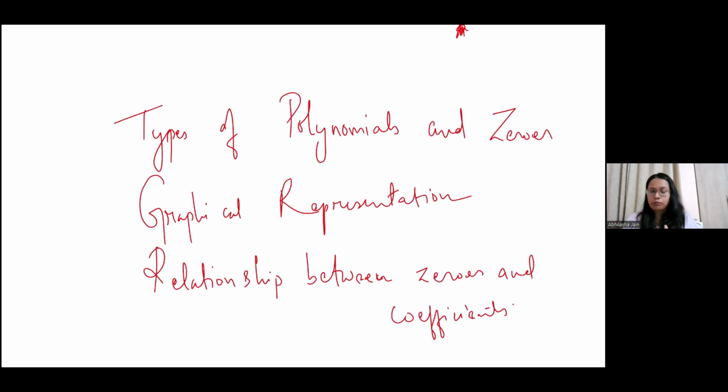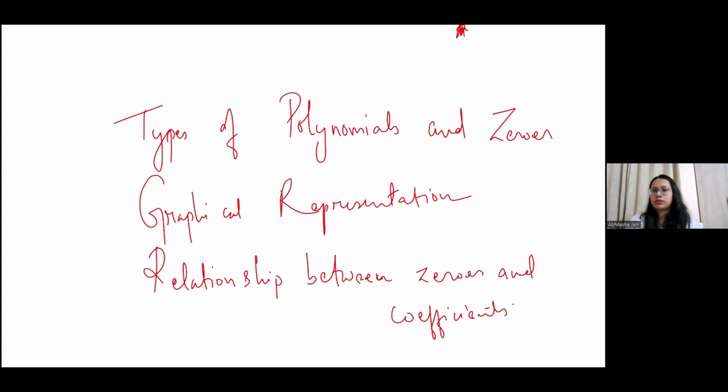What we learned today: we did types of polynomials, linear, quadratic, and cubic, and their zeros. Linear has 1 zero, quadratic has 2 zeros, and cubic has 3 zeros. We also did the graphical representation. Zeros are where the graph of that equation touches the x-axis. For a linear equation, it will touch 1 time. For quadratic, it can touch 2 times, 1 time, or 0 times. And for a cubic equation, it can touch 3, 2, 1, or 0 times.